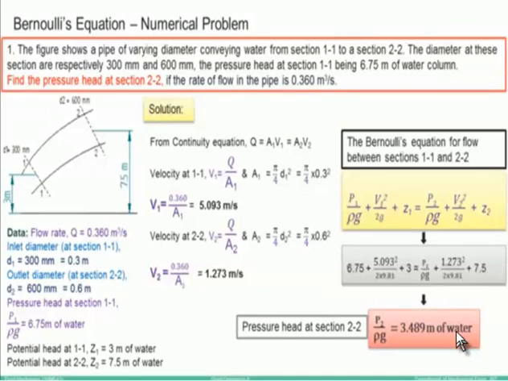Okay, so this is the first problem. First, write down the given data. Next, write down the Bernoulli equation and check which values are given in this formula. The unknowns V1 and V2 can be calculated using the continuity equation, where A1 and A2 can be calculated using D1 and D2, and those values we substitute to get V1 and V2. After getting these two values, we substitute in the equation, and we get our required answer: P2 by rho g is equal to 3.489 meter of water.